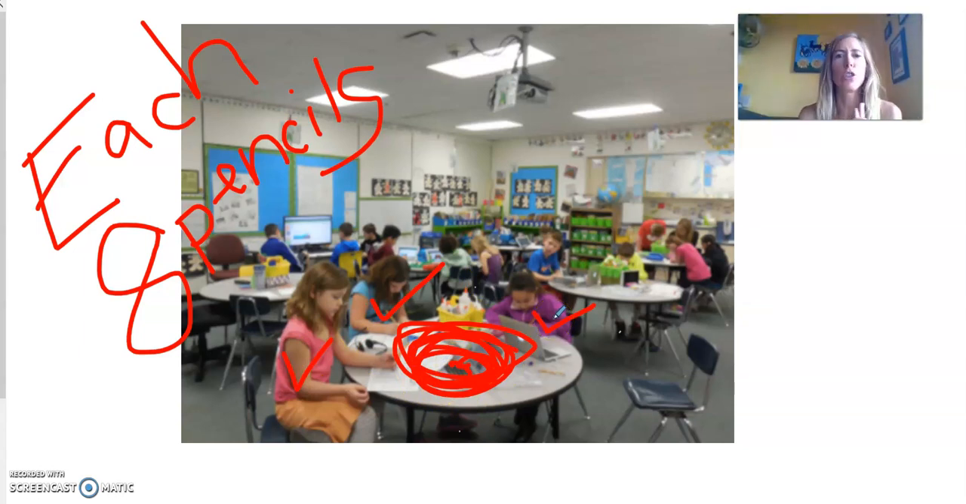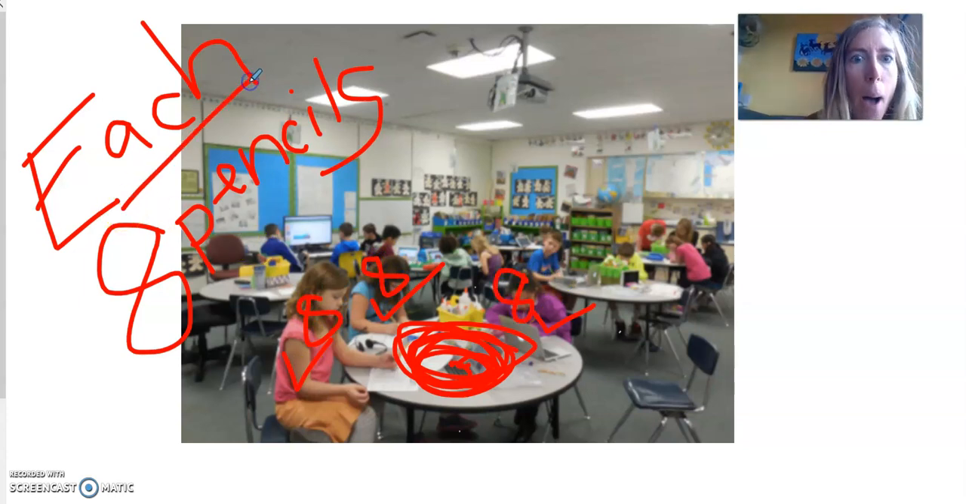So what's our situation here? Are we talking multiplication or are we talking division? Well, you might say neither. Well, let's see. 8 pencils for this girl, 8 pencils for her, and 8 pencils for her. They each brought the same amount.